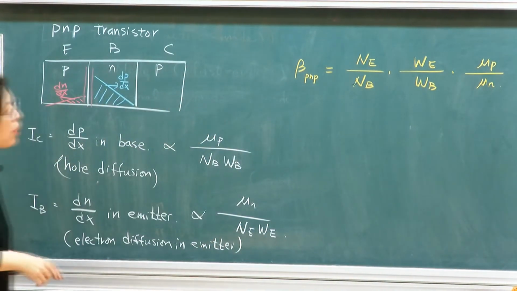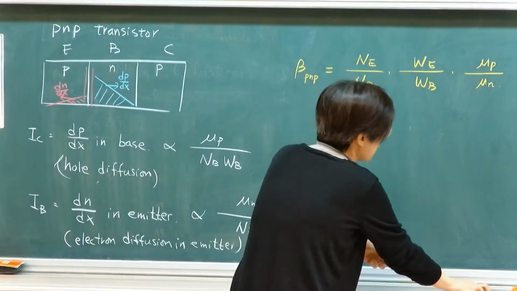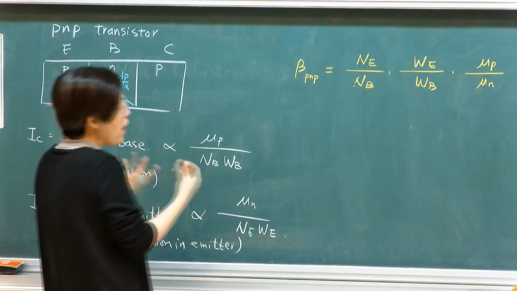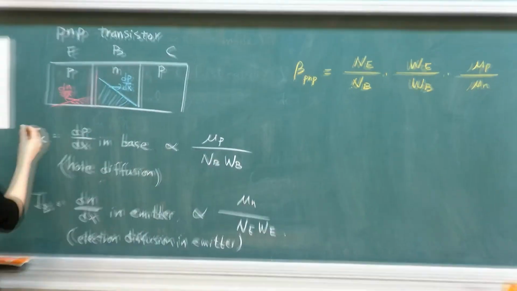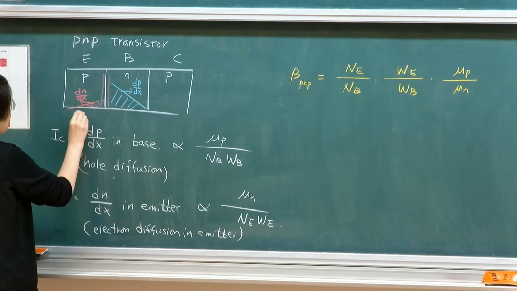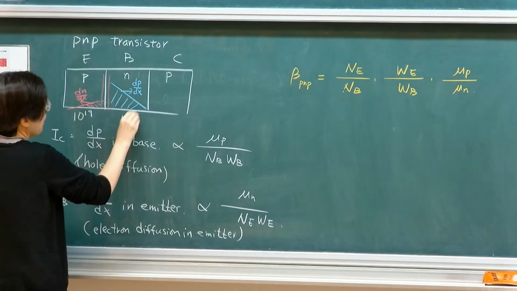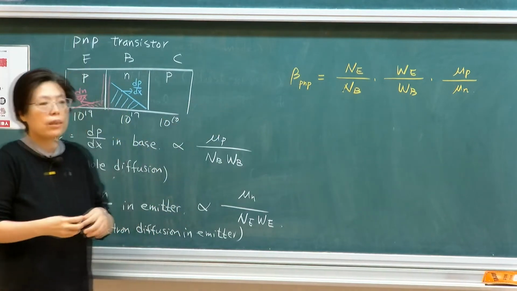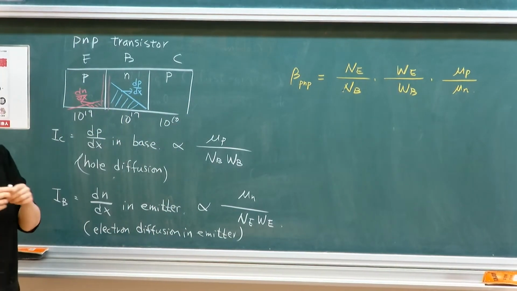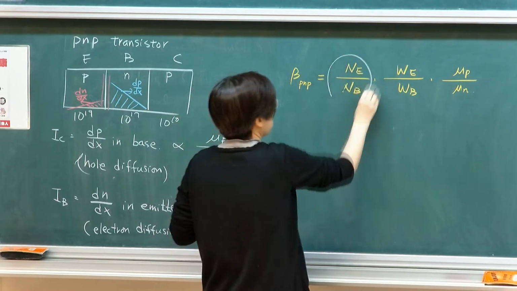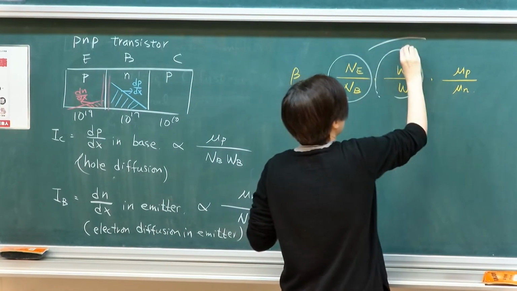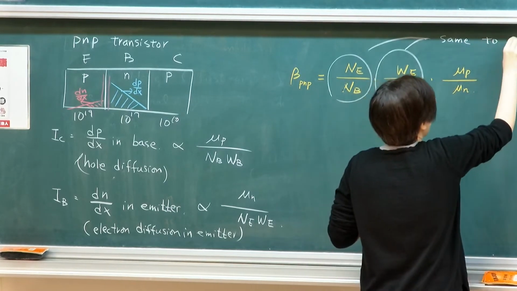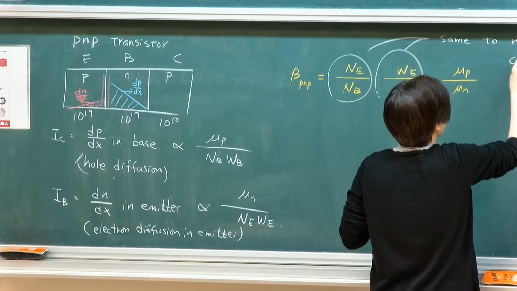Right? So what happened? Why don't we pick the PNP transistor? For the same discussion, if I have the same doping level as an NPN counterpart, the same doping level and the same WE/WB ratio, if these remain the same as the NPN counterpart.